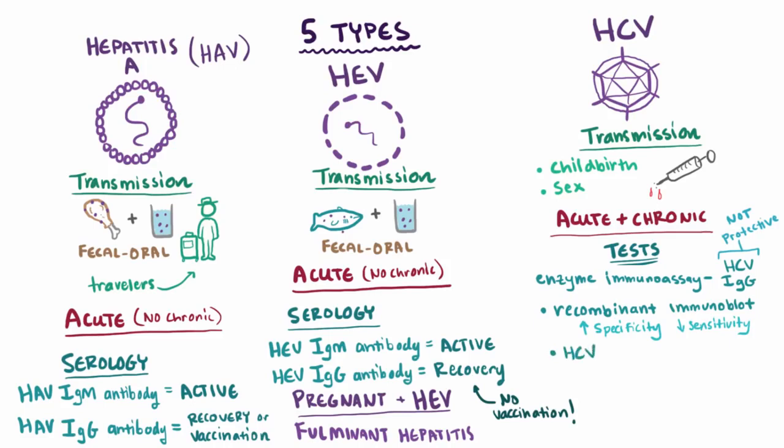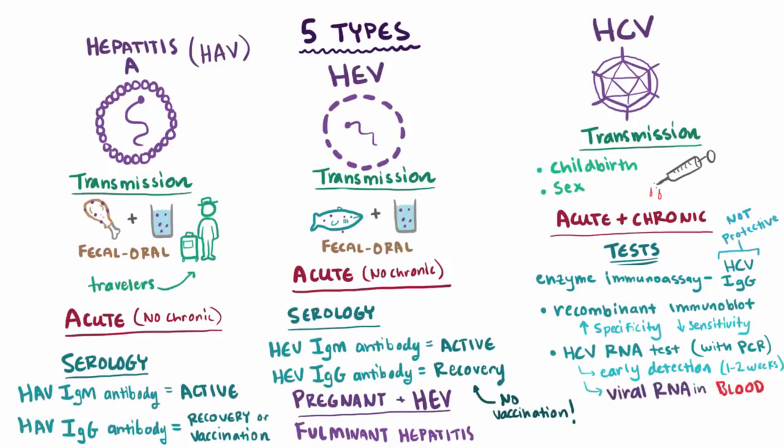That being said, the gold standard for HCV diagnosis is an HCV RNA test, using PCR, or polymerase chain reaction. This method can detect the virus very early on, as early as 1 to 2 weeks after infection. Basically, it detects the levels of viral RNA in the blood, which tells us the levels of virus circulating. If RNA levels begin to decrease, we know that the patient's recovering. If RNA remains the same, the patient probably has chronic HCV.